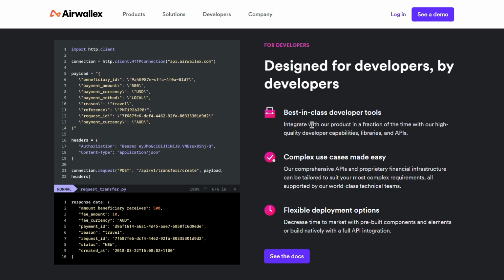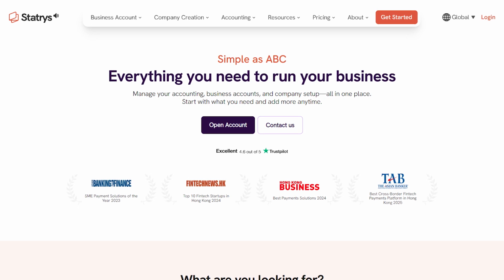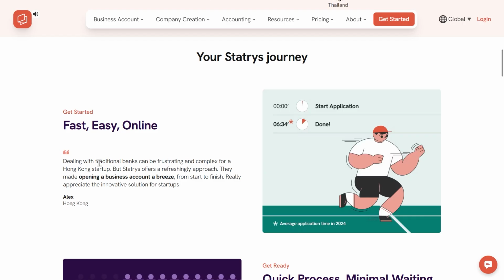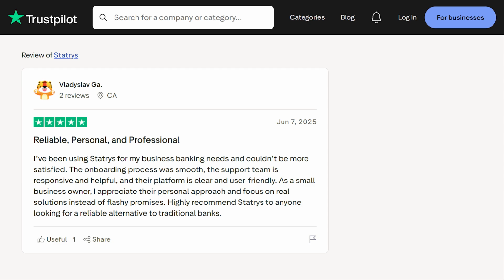So, no doubt, Airwallex is not just a payment processor, it's a revenue optimization tool. Now, to be fair, Statrys, on the other hand, offers a really solid suite for SMEs. Their onboarding is indeed really fast, and they emphasize transparency with no hidden fees, which is a major plus for budget-conscious businesses. They have a strong presence in Asian markets, which is perfect if that's your focus. And this approach resonates with their target audience, too.